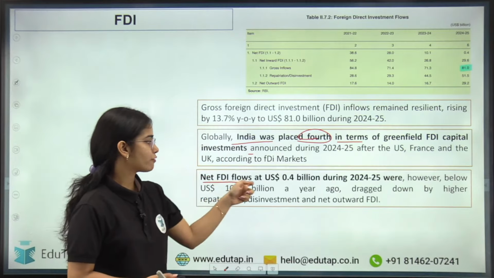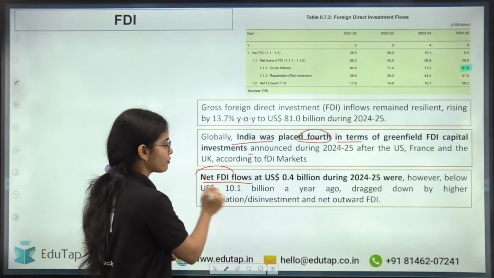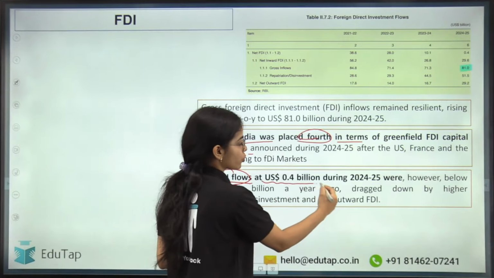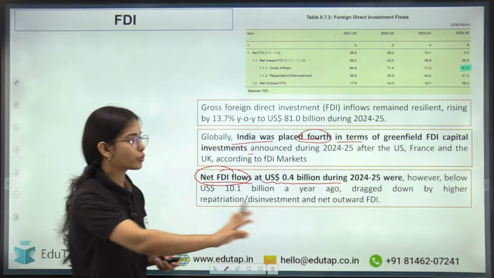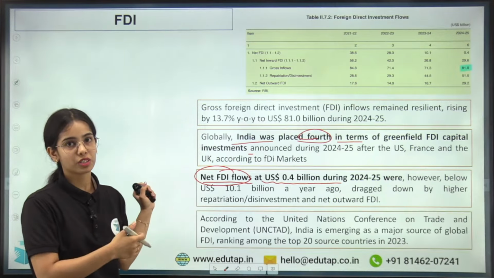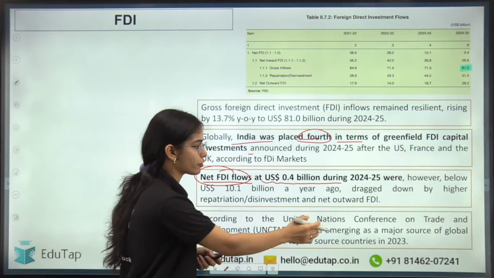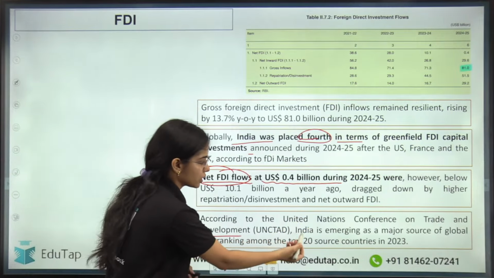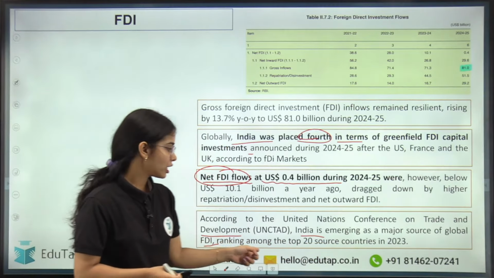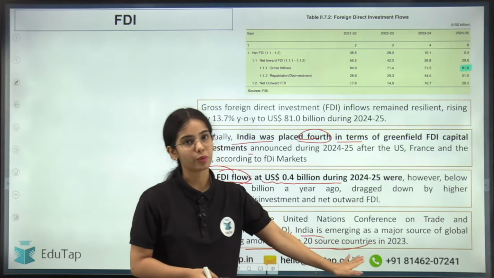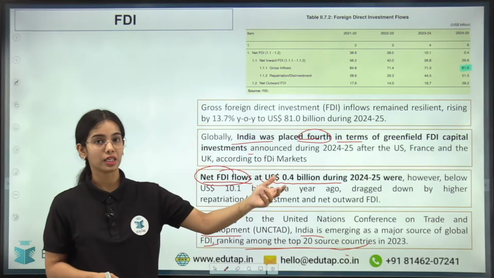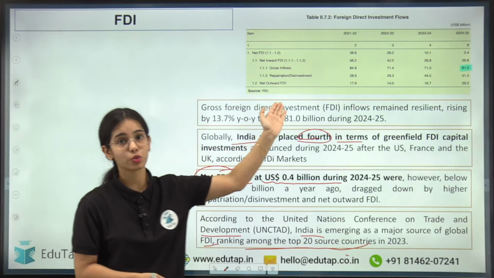Next is net FDI flows in our country. Net FDI inflows were only US dollar 0.4 billion during 2024-25, way lower than the 10.1 billion of net FDI in the previous year. According to the United Nations Conference on Trade and Development, India is emerging as a major source of global FDI, ranking among the top 20 source countries in 2023. So we are doing a lot of FDI in other countries also. You can see the net outward FDI is quite high.